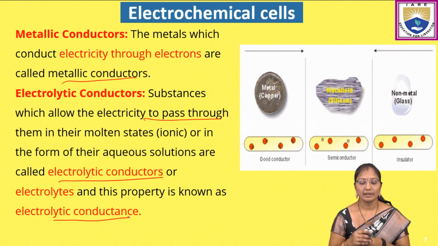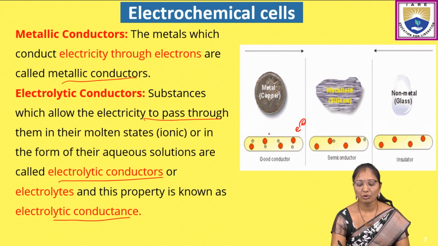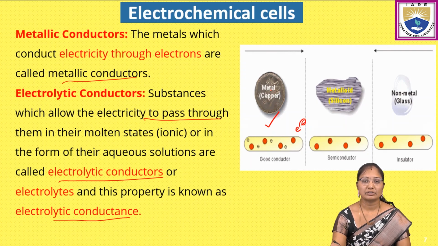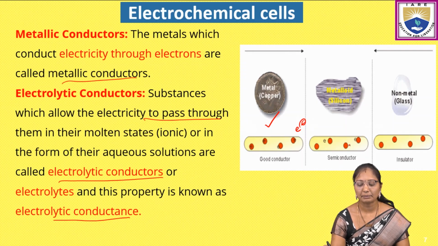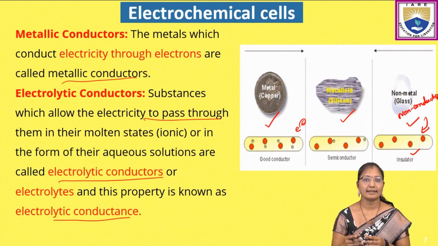Again, if we see these metallic conductors, a good conductor means the flow of electrons is more. So the flow of electrons is more in the good conductor. The metals copper and silver come under the category of good conductors. If it is a semiconductor, the electron flow will be less, so it partially conducts electricity, for example silicon. And if it is a non-metal, or glass or wood, it won't conduct electricity. It acts as a non-conductor, also called an insulator, because of the lack of movement or flow of electrons.